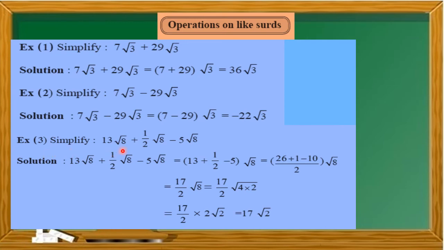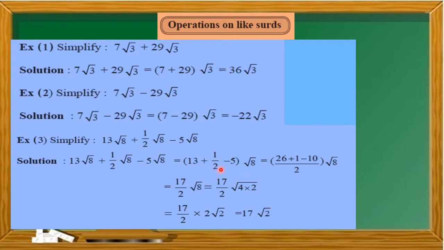Simplify 13 root 8 plus 1 half root 8 minus 5 root 8. If we observe the example, here the irrational part, means root 8, root 8, root 8 is same. Therefore, these are like surds. Solution. 13 root 8 plus 1 half root 8 minus 5 root 8 is equal to this irrational part taken outside, 13 plus 1 half minus 5 root 8.